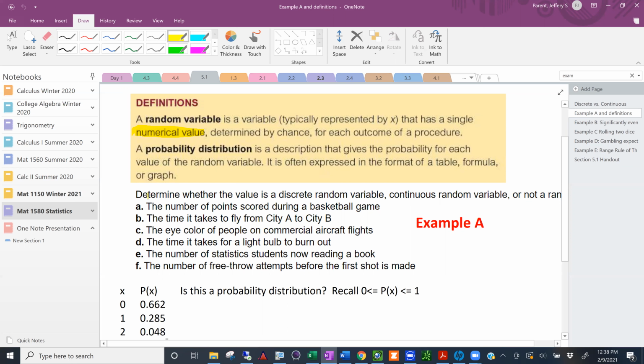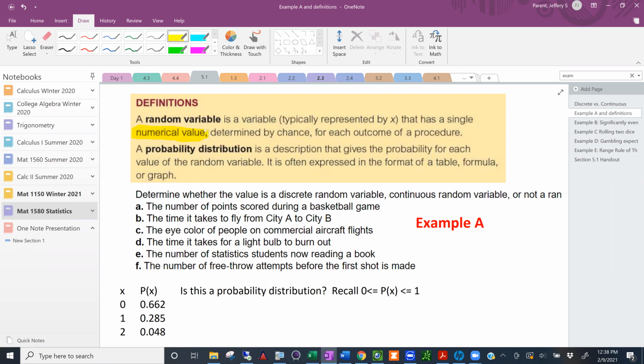So let's see here. Determine whether the value is a discrete random variable, continuous random variable, or not a random variable. What I highlighted here is that random variables have to be numerical values. And then if it is a numerical value that's determined by chance, is it discrete or continuous? You remember the difference between discrete and continuous? Discrete can only take certain values. Continuous can take on any value in a range.